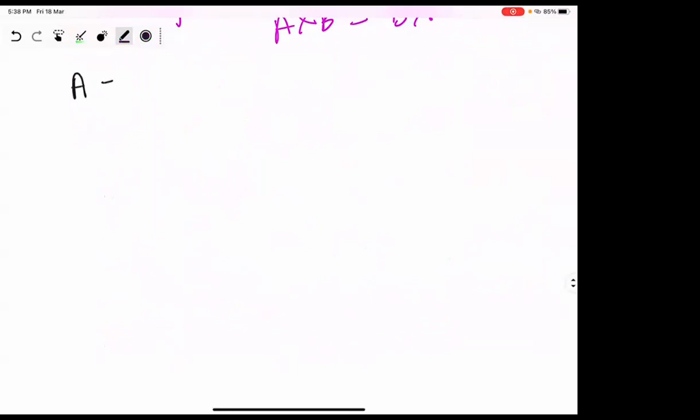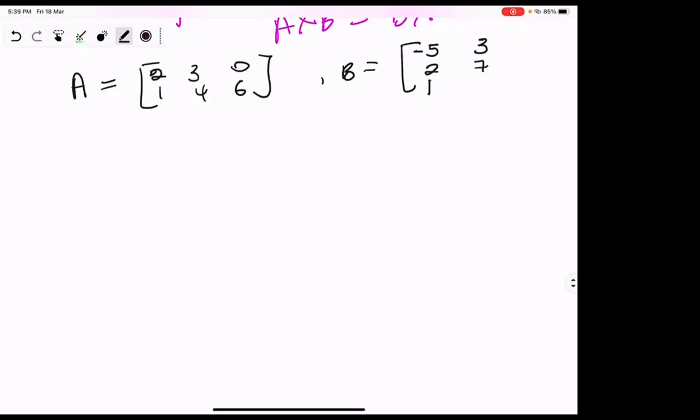So let's take a look at one or two examples and see how it's done. Given any two matrices, A, which is 2, 1, 3, 4, 0, 6. Matrix B, which is maybe negative 5, 2, 1. Then maybe the second column, let's say 3, 7, 8. First, we need to check whether A times B is possible and see if we commute them, whether the results will exist.